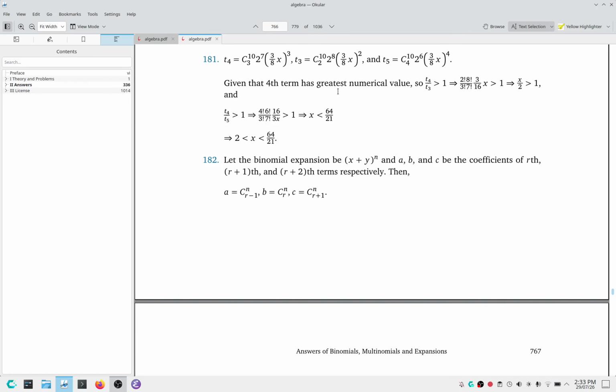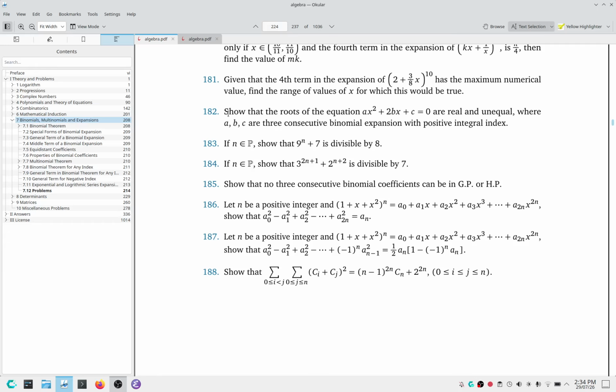Given that the fourth term has the greatest numerical value, T4/T3 would be greater than 1. We evaluate and we find that x/2 is greater than 1, that is x is greater than 2. Now we solve T4/T5, we evaluate and we find that x is less than 64/21. So x would lie between 2 and 64/21.